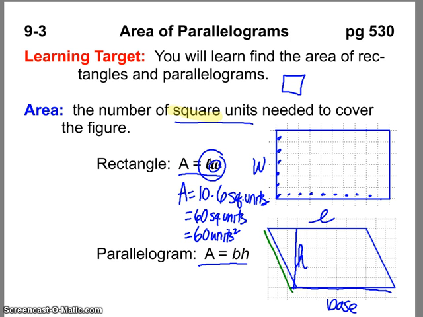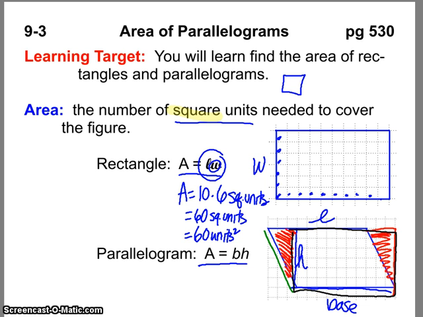I want to show you something cool. If I were to cut off this triangle here and move it over here, I just created a rectangle. Okay, so we can manipulate this shape. That's why we get a very similar formula when we use base and height.